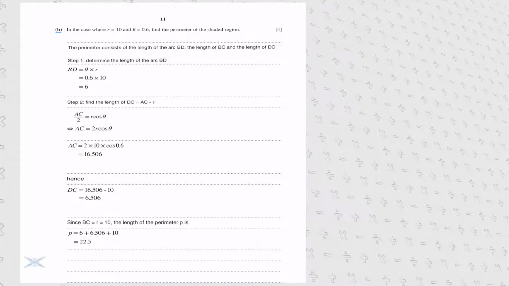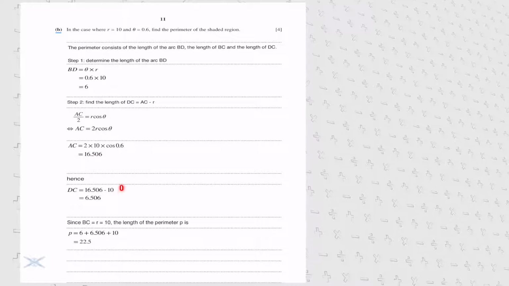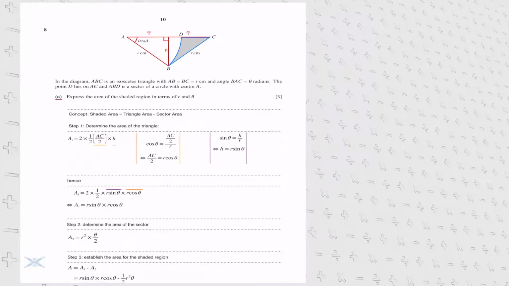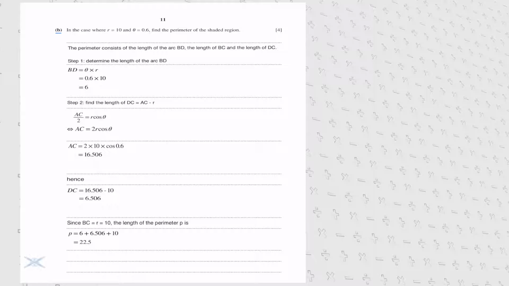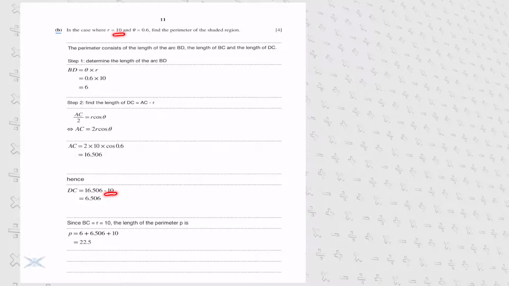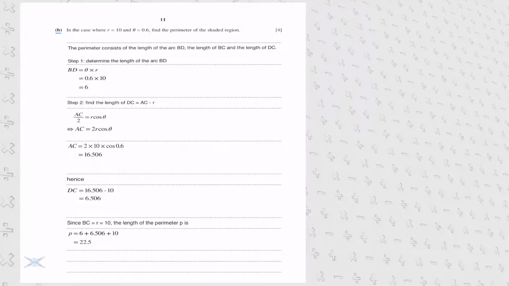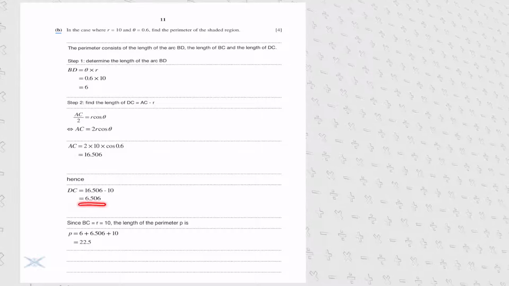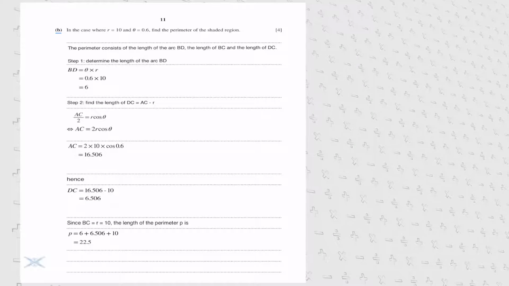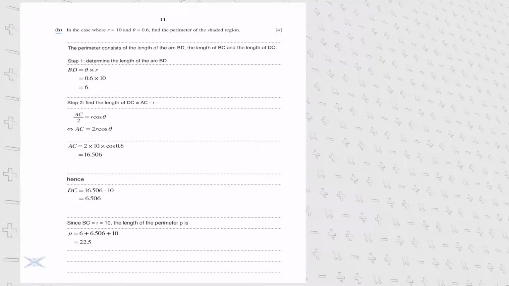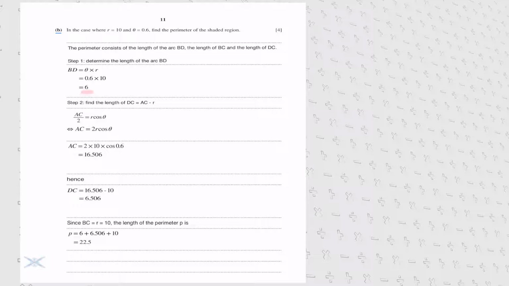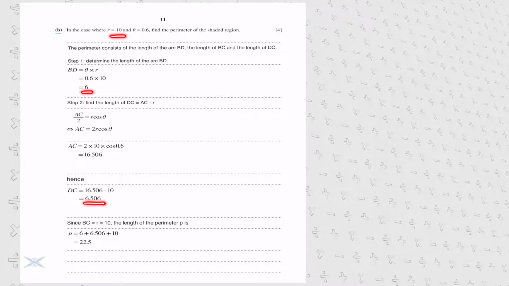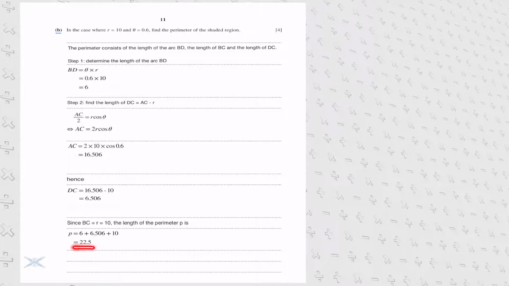Having arrived there, we are finally able to calculate the distance between D and C, which is done by subtracting r from the length of AC. Since the length of r is 10, after subtracting 10 from AC, we will conclude that the distance DC equals 6.506. In a final stage, we can now determine the length of the perimeter of the shaded region, which equals 6 plus 6.506 plus 10, which after rounding equals 22.5.